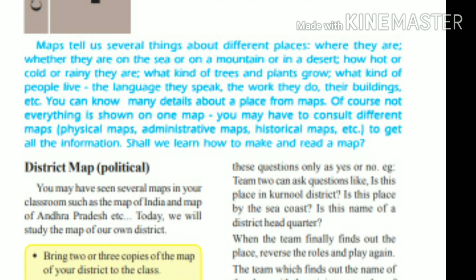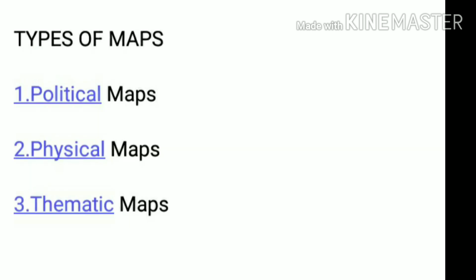Yes children, already we learned in the 6th class what is a map, what are the features of a map, and what are the types of maps. You know very well what a map is. A map is a representation or a drawing of the whole earth or part of the earth's surface on a flat surface. Okay, so what are the kinds of maps?